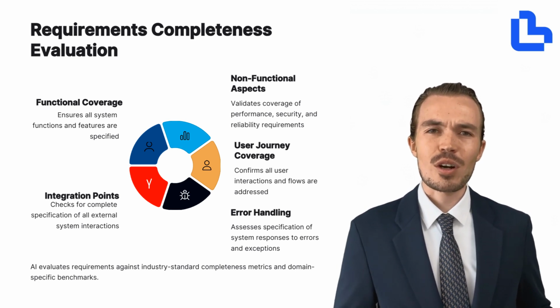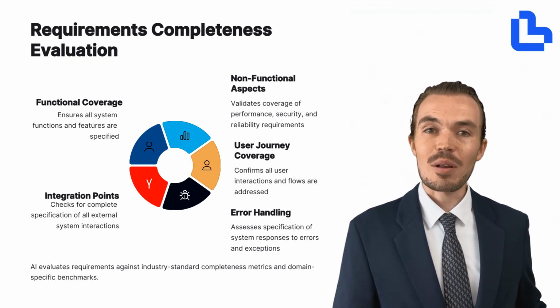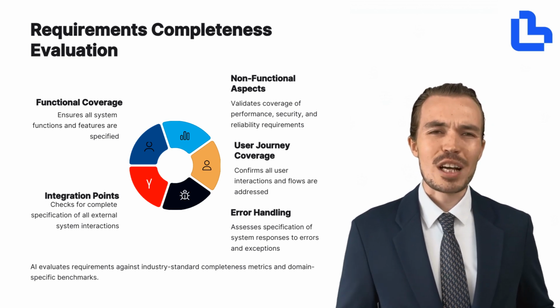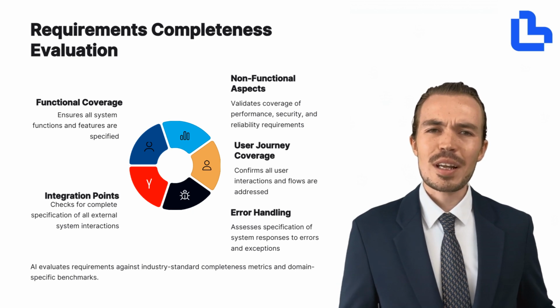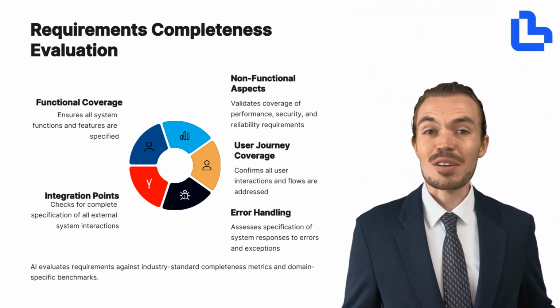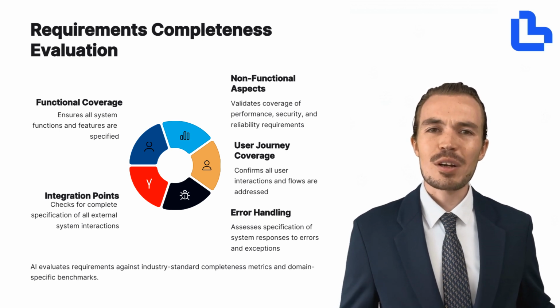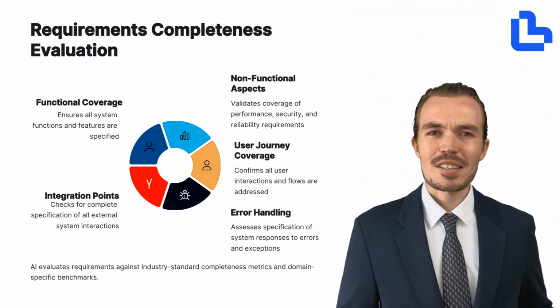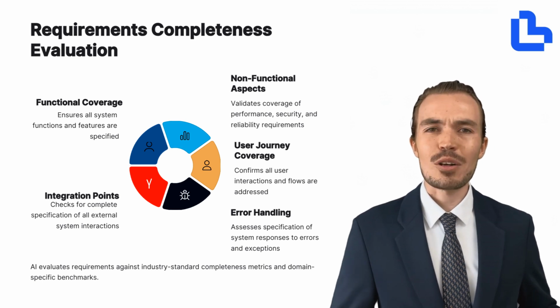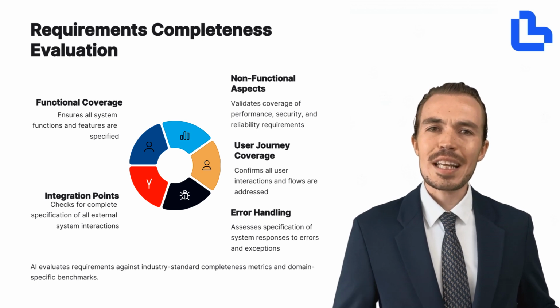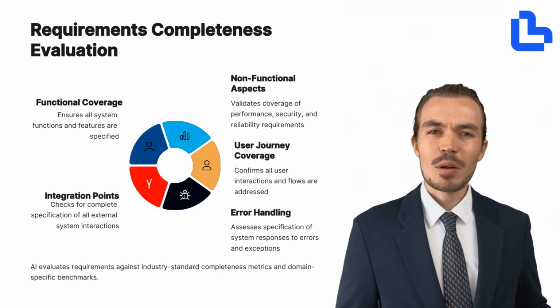Then we move to user journey coverage. AI ensures that all user flows, from onboarding to error recovery, are addressed. It checks for completeness across different personas and usage scenarios, making sure the experience is seamless and intuitive. Error handling is another key area. AI evaluates whether the system's responses to failures, exceptions, and edge cases are properly defined. This includes what happens when a transaction fails, when a user enters invalid data, or when a service is unavailable.